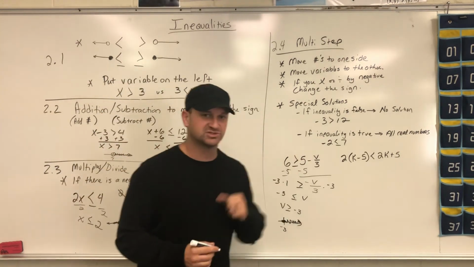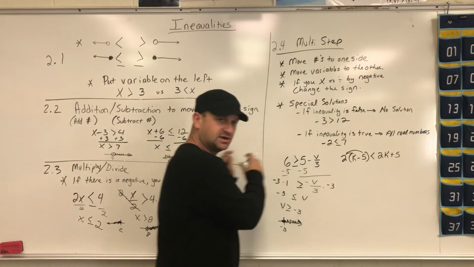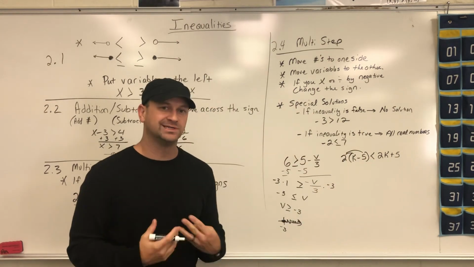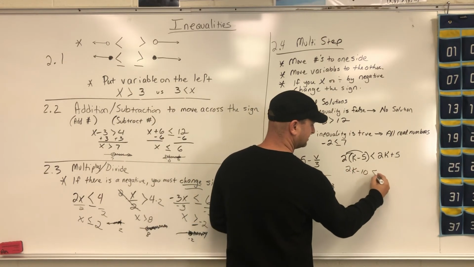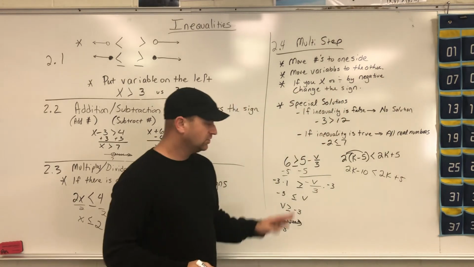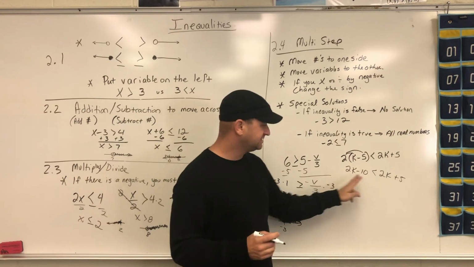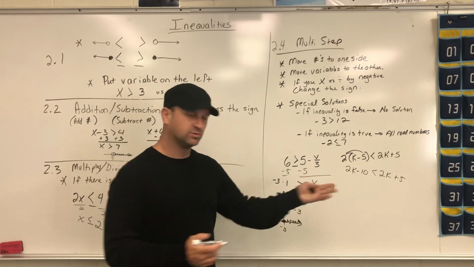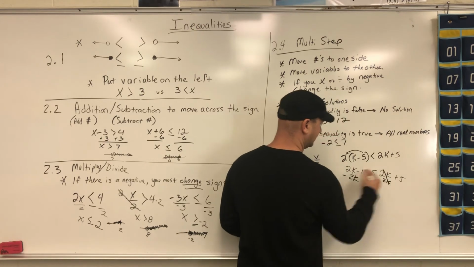Okay, let's try one more. This is going to be a special case. Now in this situation, we can distribute too. We didn't talk about it, but we can distribute just like we do in equations. So we get 2k minus 10 is less than 2k plus 5. Now, in this case, because we're doing inequalities, and you see that each side has a 2k, if I move one of those across the inequality sign, they both cancel out.